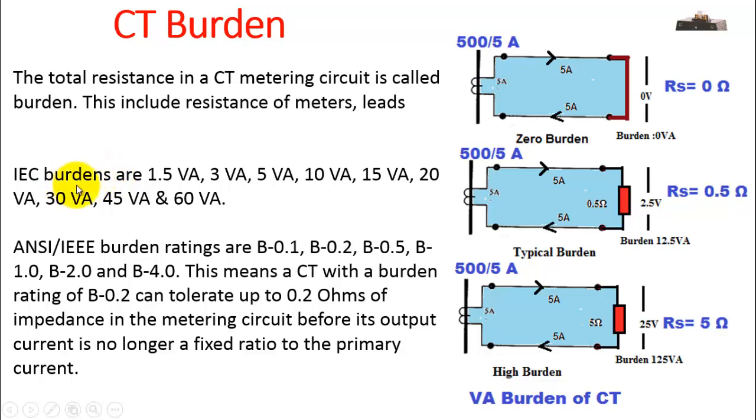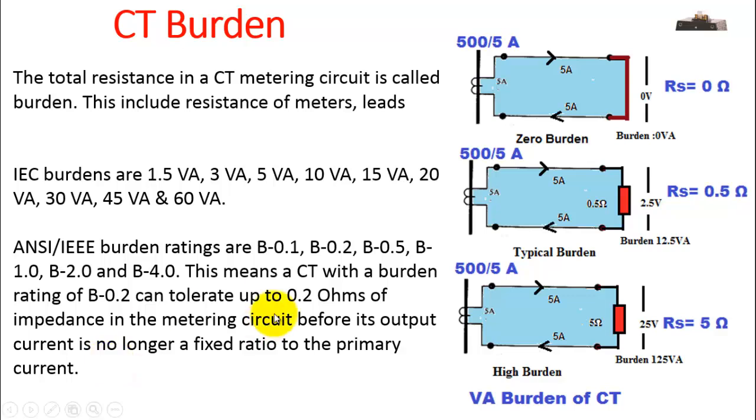According to IEC, the CT burden can be 1.5 VA, 3, 5, 10, up to 60 VA. It is to be noted that the CT burden is always represented by VA. Or according to ANSI or IEEE, the burdens are represented by B-1, B-2 up to B-4. This means that a CT with a burden rating of B-0.2 can tolerate up to 0.2 ohms of the impedance in the metering circuit before its output current is no longer a fixed ratio to the primary current.